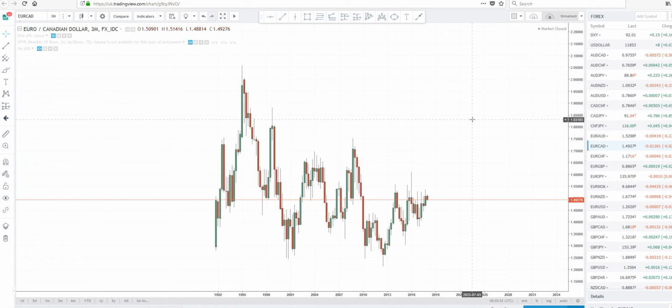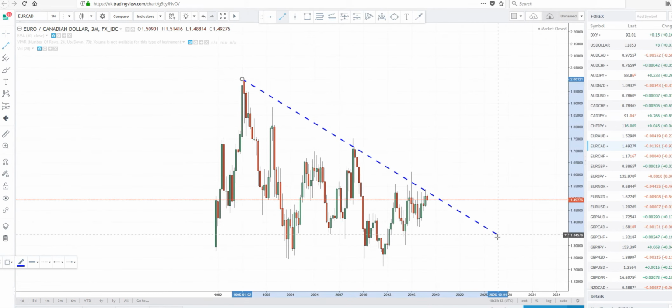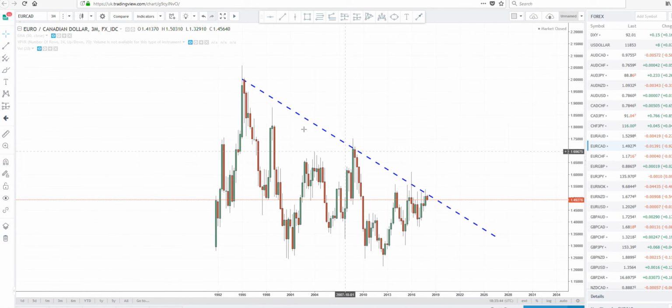So this is the EuroCAD quarterly chart. Now the first thing I see here is we've got these highs getting lower and lower. So we can definitely draw a trend line in there. Something like that we could draw. So we've got some form of downward sloping trend line happening, which is quite nice to see. And we can see the price here is just around this trend line, which is quite nice.